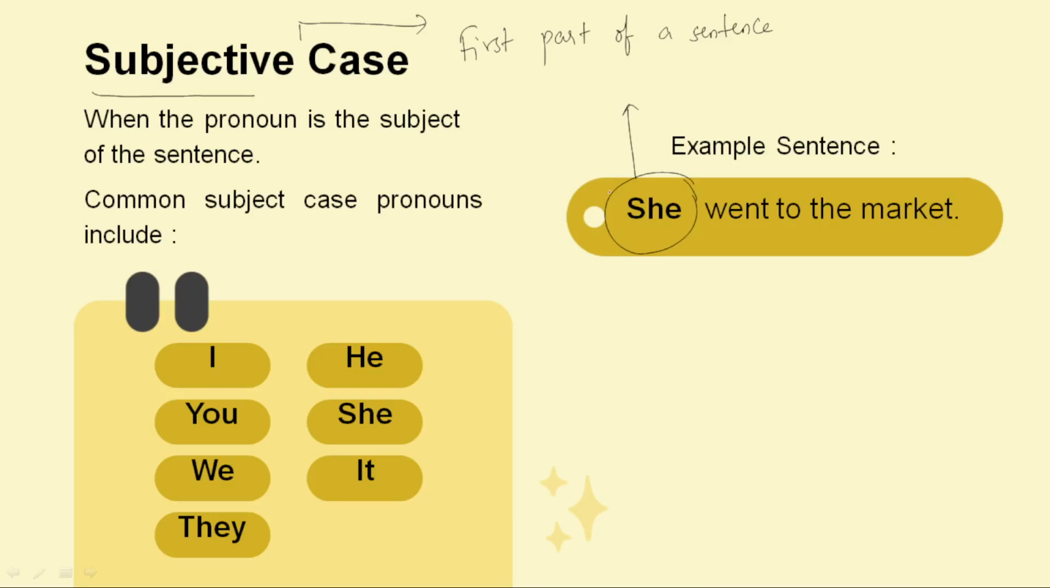Generally, the subjects that we use for every sentence are I, you, we, they, he, she, it. Please try to memorize these, because these are the only subjects that we use every time in the English language. The subjects used in English, we call them pronouns, and they are I, you, we, they, he, she, it.